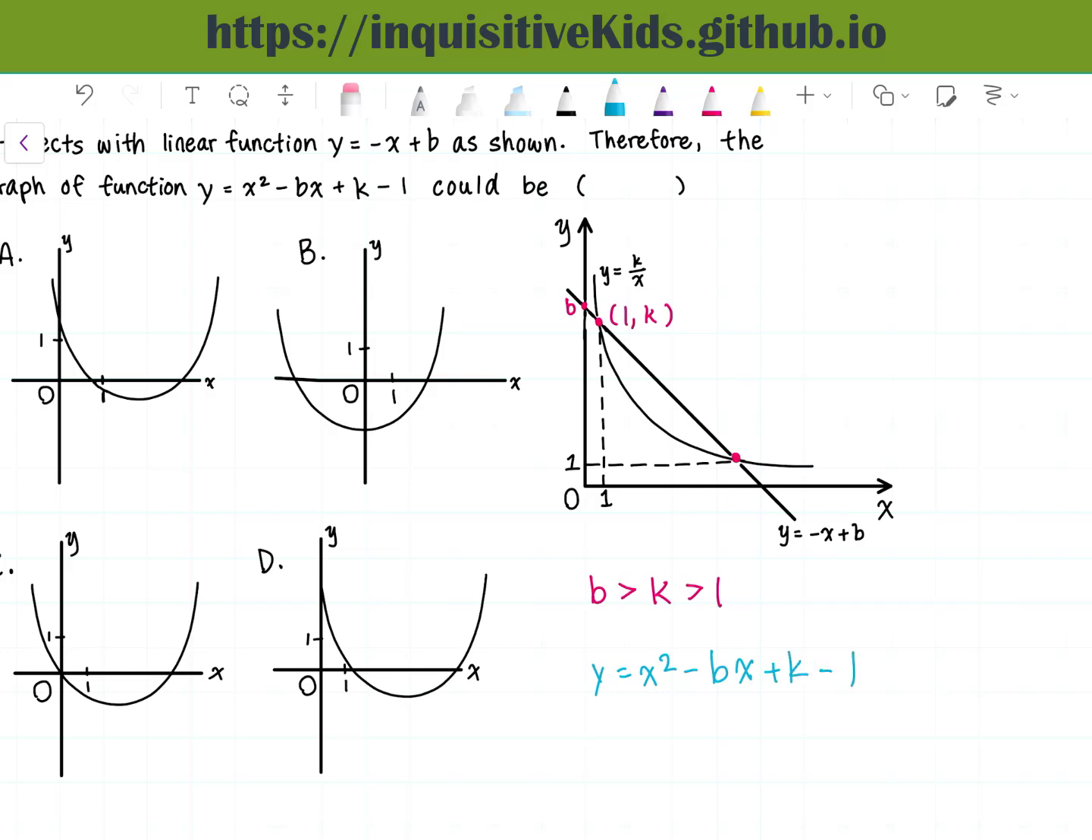So this is a standard quadratic function right here. Now let's take a look at what each of these terms represent. Well, we know that these last 2 terms, k being, remember I already reminded you, k is a constant. So k minus 1 has to also be a constant. And this constant determines the y-intercept of the graph. We know that k is greater than 1.